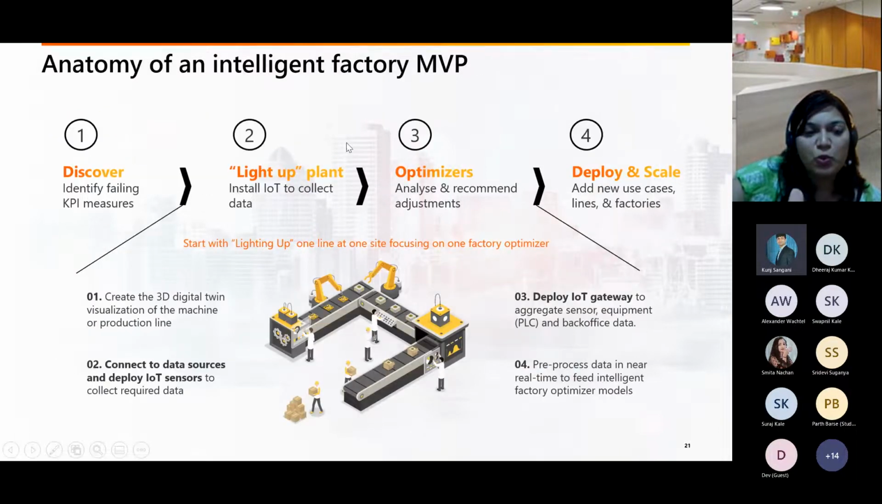So if we were to do an anatomy of an intelligent factory, what we do is discover the failing KPI. So what is not working for you? Then we install IoT to collect the data on those inefficient processes. Then we analyze and make recommendations for adjustments to be done, and then we scale up. If needed, we also create a 3D digital visualization of the machine or the production line, and then make the enterprise ready for future scale. Okay, so this is how intelligent factory architecture looks.